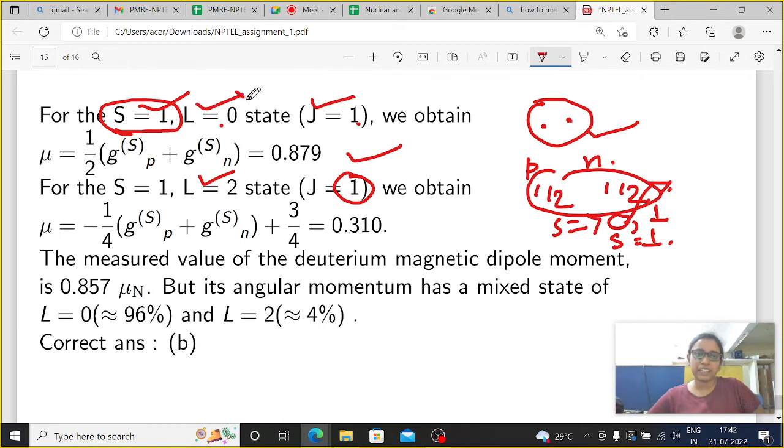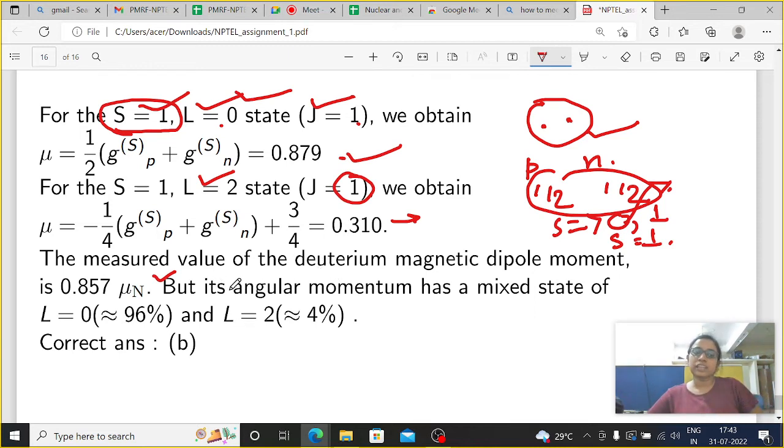For the first case, the value of mu will be 0.879, and for the second case, mu has the value 0.310, and the measured value of the deuterium magnetic dipole moment is 0.857 mu n. Mu n is basically the nuclear magneton, a unit of magnetic dipole moment.